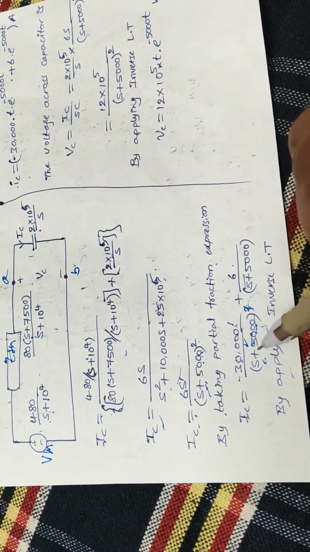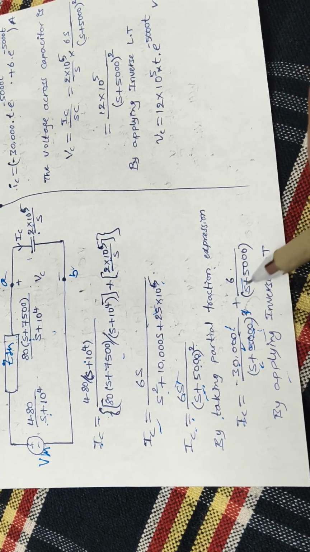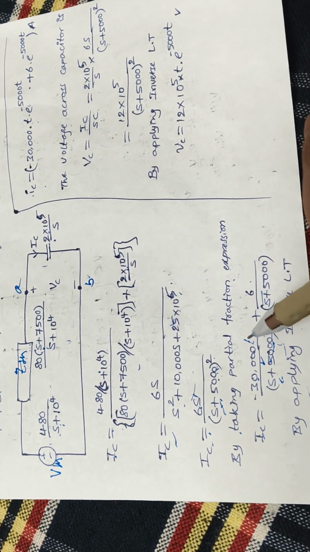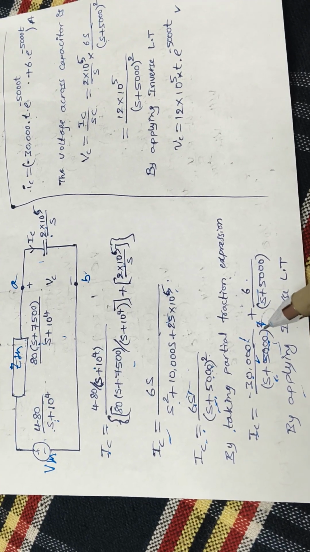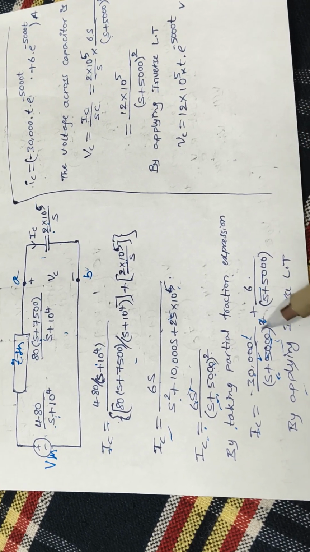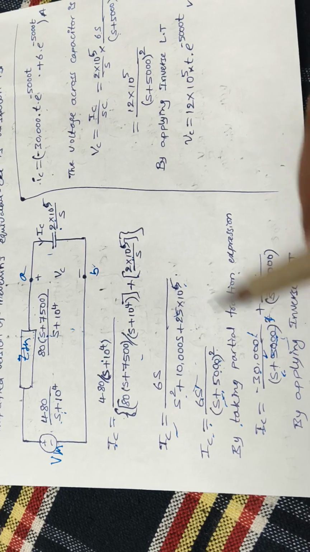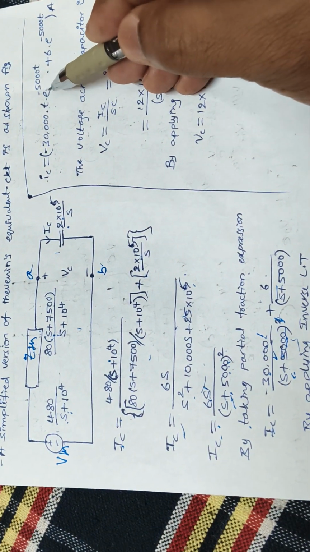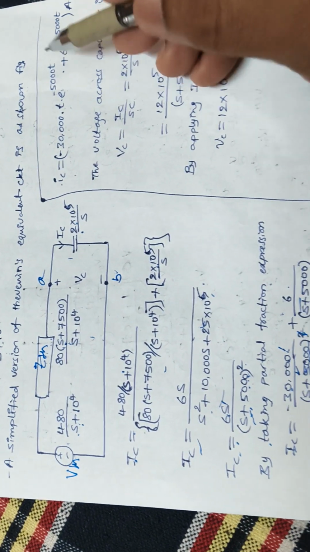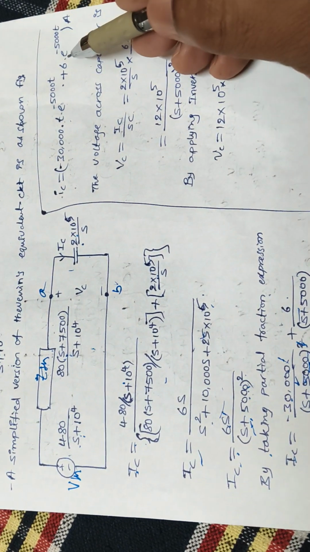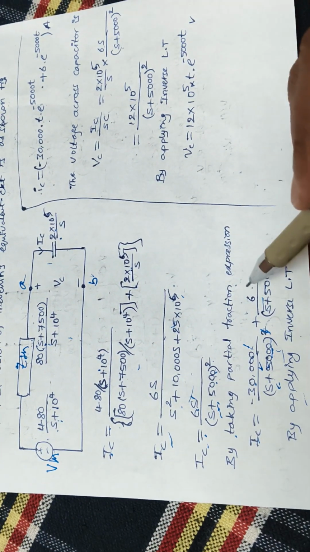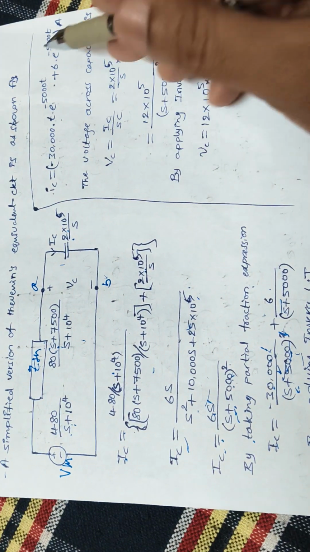Now you know the inverse Laplace transform for the first term and second term. The first term is like 1 by S plus A square. 1 by S plus A square is nothing but T into e power minus AT. Here A is nothing but 5000, so T into e power minus 5000 into T. 1 by S plus A is nothing but e power minus AT, so e power minus 5000 into T. Constants are kept as they are.